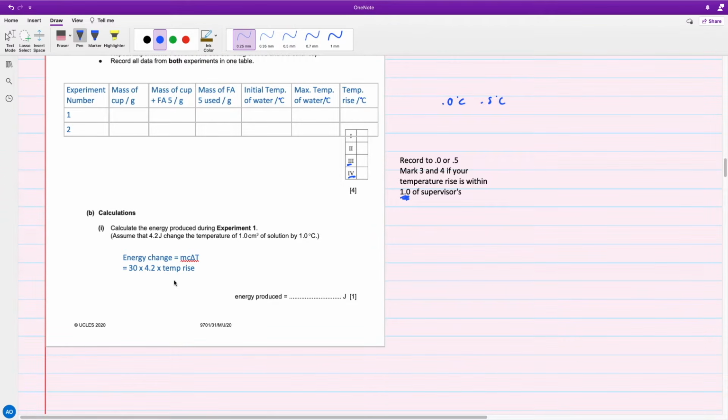And then here to calculate the energy, you know that it's mc delta T. You use the mass of water because 1 centimeter cubed of water is approximately 1 gram. And be careful of the unit here, it's in joules, so we're going to stick with grams. So 30 grams times 4.2 times your temperature rise for experiment 1.